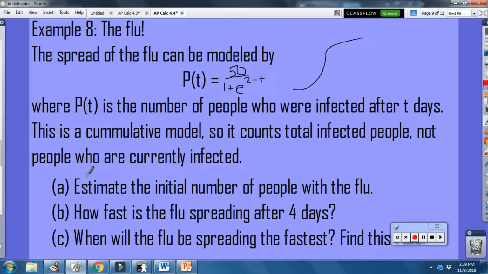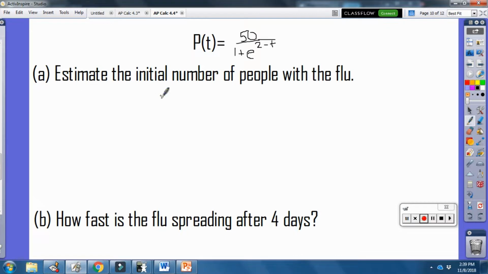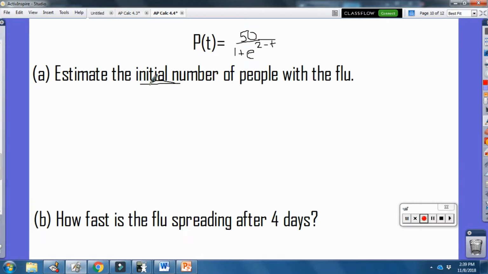The question asks, estimate the initial number of people with the flu. How fast is the flu spreading after 4 days? And when will the flu be spreading the fastest? Find this rate. So there's an important word here, initial, means the starting time. How many people had the flu at the start? So that means that t is going to equal 0. We're just going to do 50 over 1 plus e to the 2 minus 0.